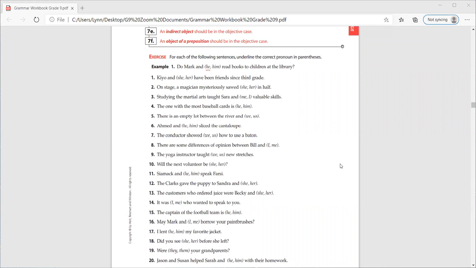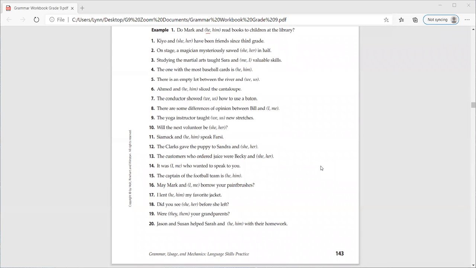Were they your grandparents? Would you say your grandparents were them or your grandparents were they? Were they. Yes. Jason and Susan helped Sarah and him with their homework. Correct. Good job. Thank you, Jana. You're welcome. Are there any questions on this page?